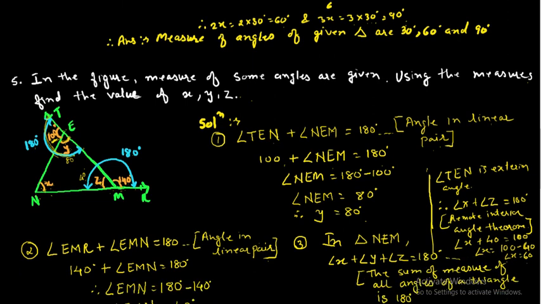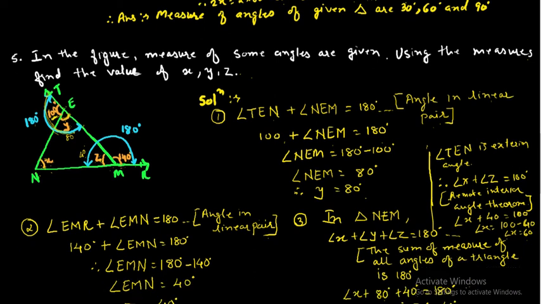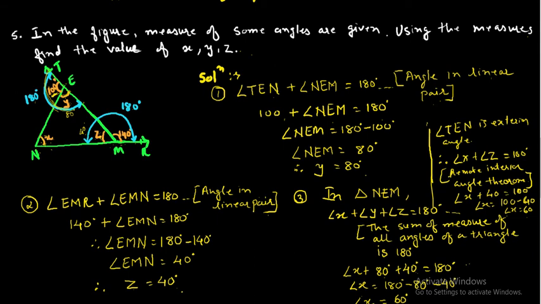After that, angle EMR plus angle EMN is 180 degree. See here the linear pair, here 180 degree is formed. So angles in linear pair, we will put the value of EMR as it is given, that is 140. So 140 plus EMN is equal to 180 degree. Then we will subtract 140 from 180 to get the EMN. So it is 40 degree. So we will get the z.